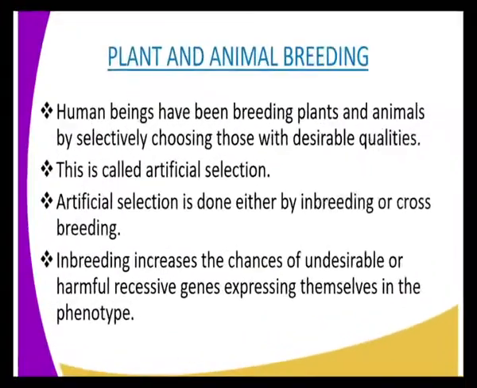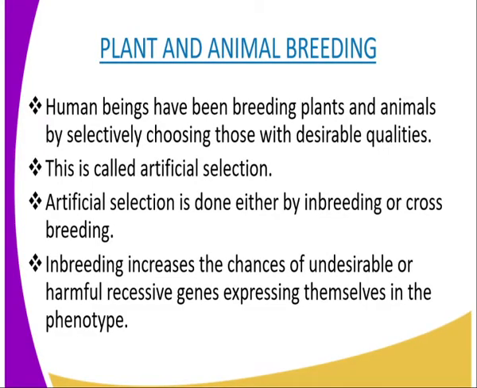Let us begin. We're going to have an explanation of plant and animal breeding, where we say knowledge of genetics has been put to practical use in areas ranging from plant and animal breeding. We also have other areas which include blood transfusion and genetic counseling. But in this lesson, we are going to deal with plant and animal breeding.